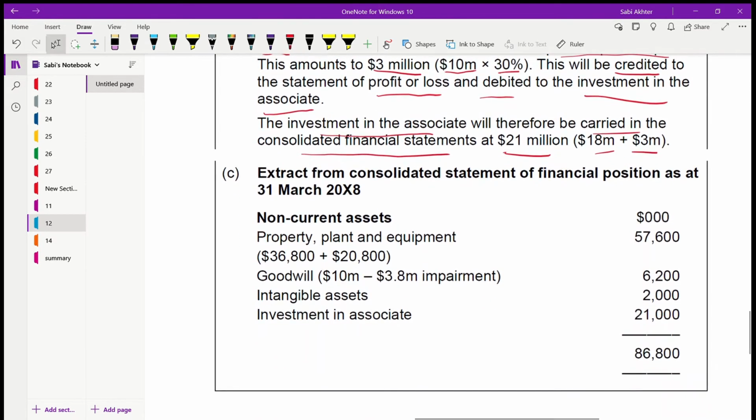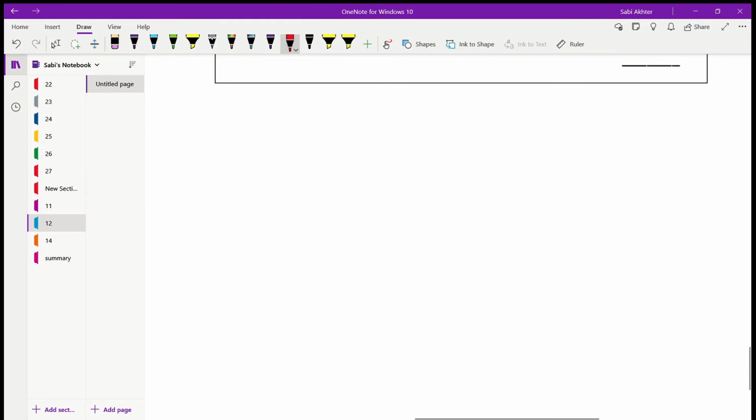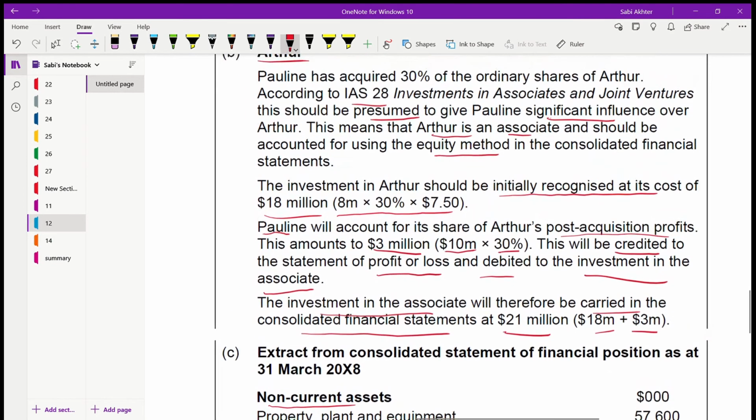Coming to C, the extracts. You add both because they are subsidiaries, but not the third one. Others you are not adding, only the subsidiary. And goodwill, you have to deduct the impairment from this, and goodwill also you have to recognize. Then intangible assets 2 million, the brand, and then investment in associate, which is 21 million. Only the extracts for non-current assets was asked, so you don't have to make the full statement.